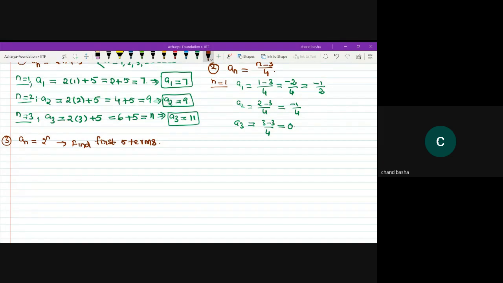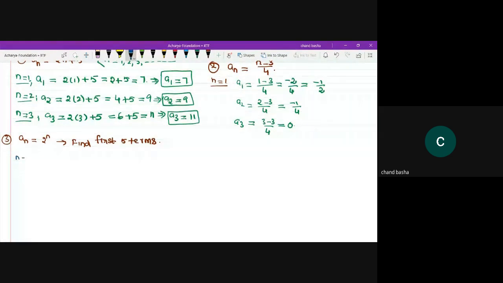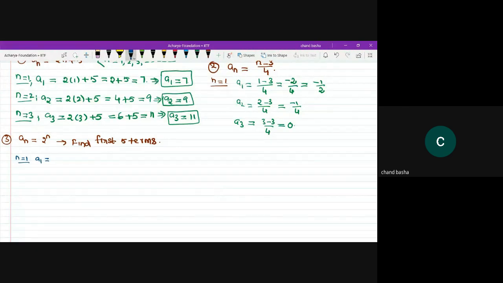Very good, guys. You can put the given value as n is equal to 1 when we substitute. If I'm substituting n is equal to 1, then a1 value is 2 power 1, that is 2. And n is equal to 2, a2 value is 2 square, that is equal to 4. a3 value, that is 2 cube, is equal to 8. a4 value, that is 2 power 4, is equal to 16. a5 value, that is 2 power 5, is equal to 32. That's it.